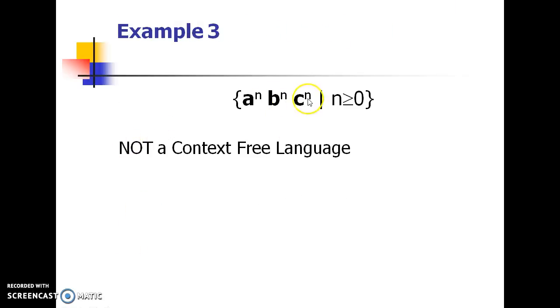We have an example of a language which we cannot describe using a context-free grammar, that is a to the power n, b to the power n, c to the power n, where n is greater than or equal to 0. This is not a context-free language.